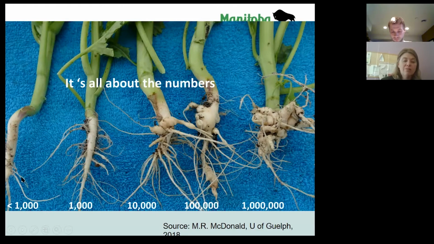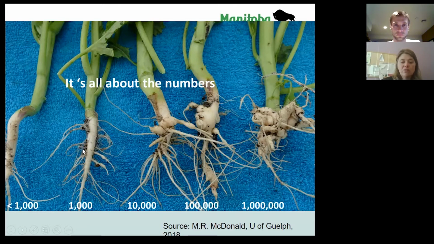This is when the spores per gram of soil are under 1,000. This is when they're about 1,000. So you can kind of see this odd, tiny little bump right here. This is when they're about 10,000. So this is also under lab conditions, so the symptoms are a little bit greater than what you typically would see in a field, but just for visualization. This is 100,000, and then this is 1,000,000.